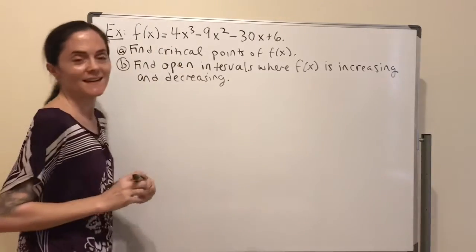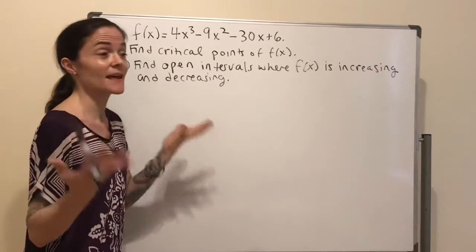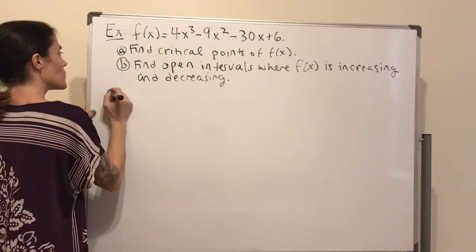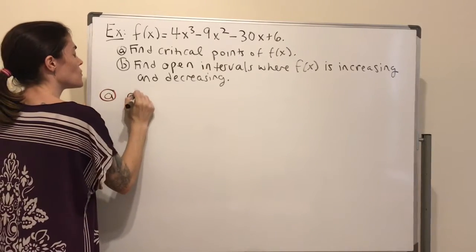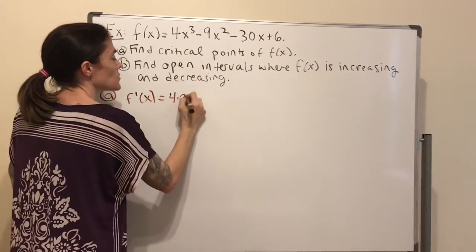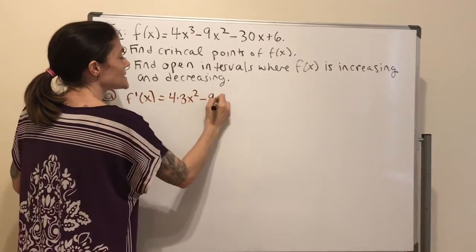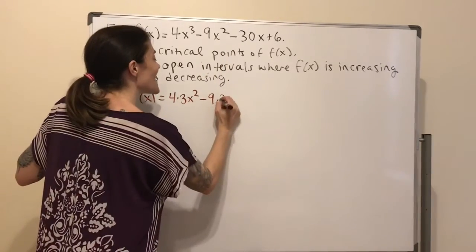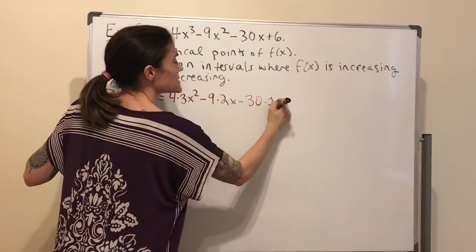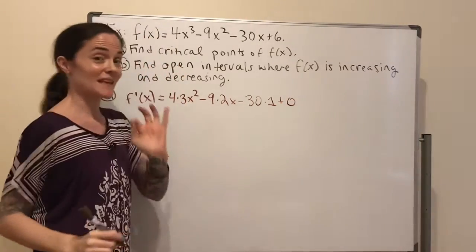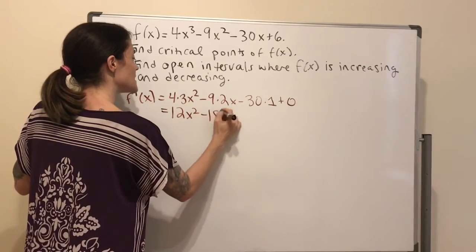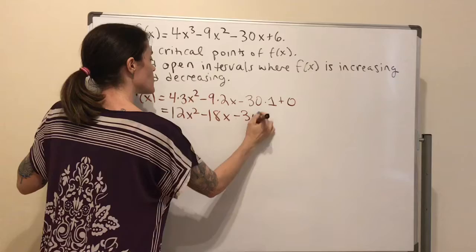The first thing that we need to find critical points is we need to calculate the derivative. And here is where we can use the power rule. So for part A, the first thing we do, this would be 4 times the derivative of x cubed, and then minus 9 times the derivative of x squared, minus 30 times the derivative of x, and then the derivative of a constant is 0. This becomes 12x squared minus 18x minus 30.